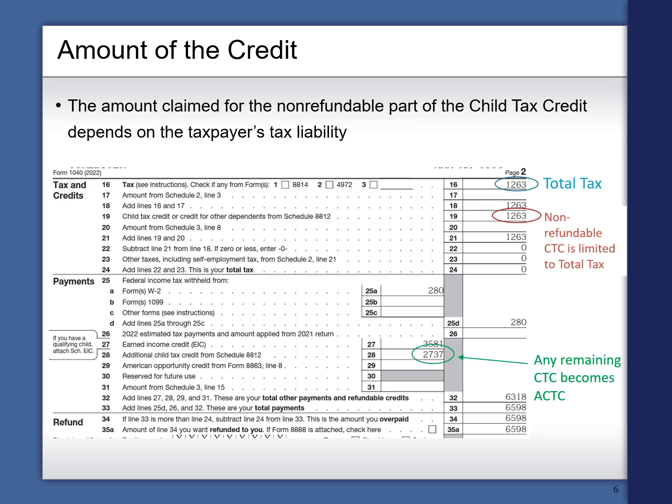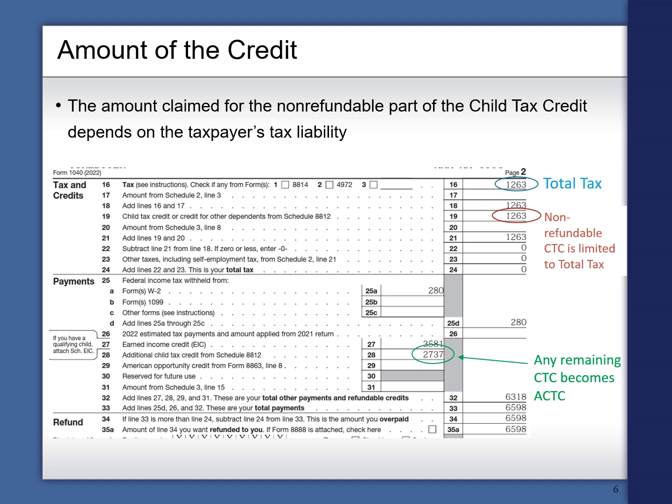The maximum amount taxpayers can claim for the child tax credit is $2,000 for each qualifying child. Taxpayers who do not get the full $2,000 of the child tax credit may qualify for the additional tax credit. The additional child tax credit allows eligible taxpayers to claim up to $1,600 for each qualifying child. In the example shown here, the taxpayer has 2 kids and qualifies for earned income credit, so we know they are also qualified for the additional child tax credit.